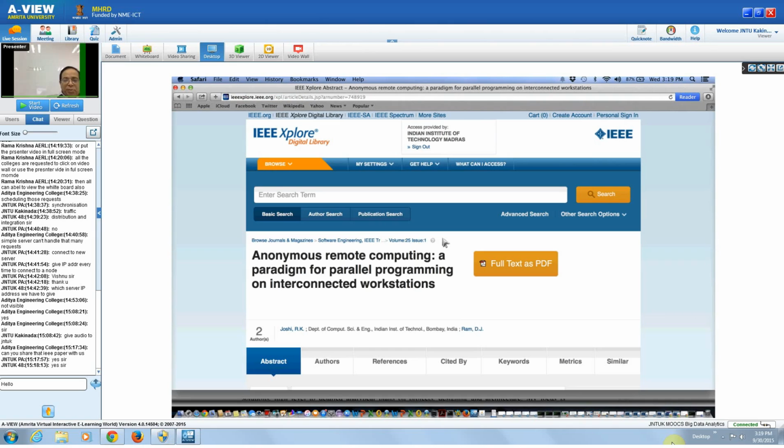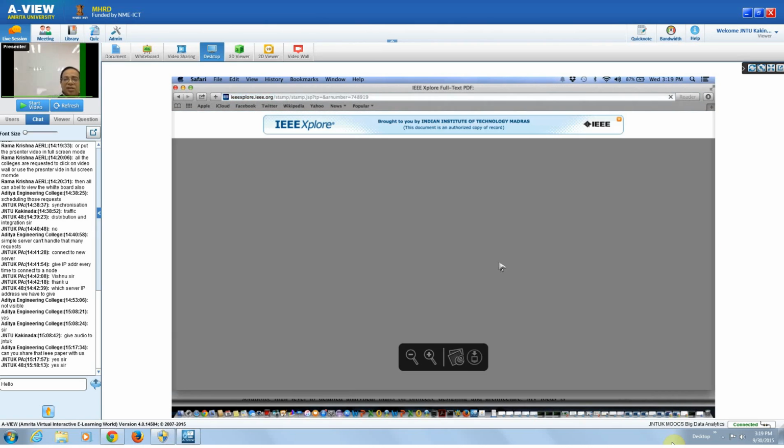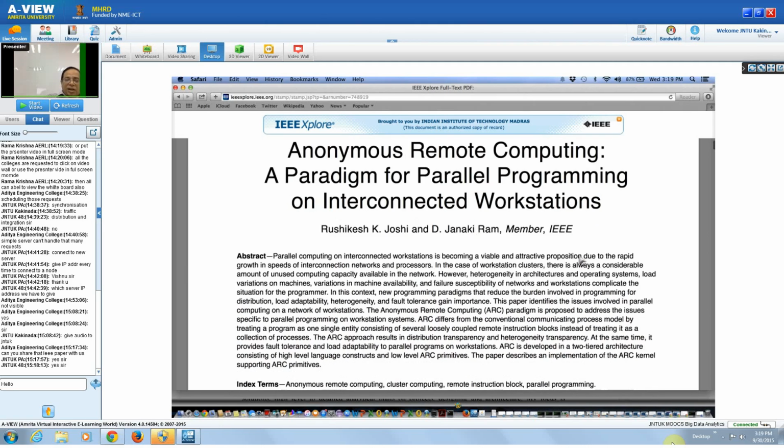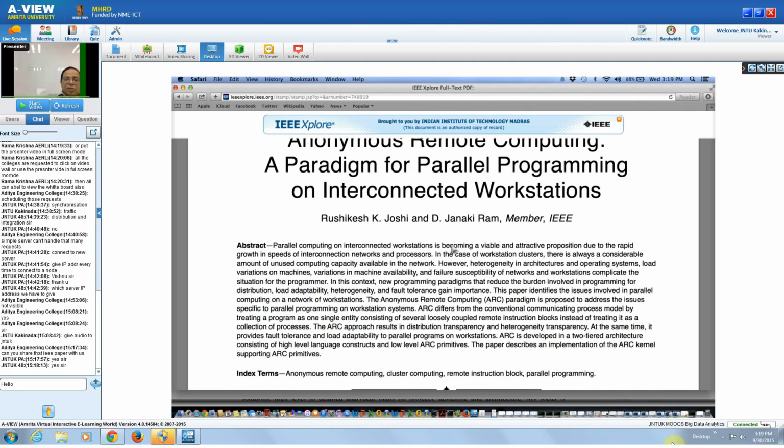Anonymous Remote Computing: a paradigm for parallel programming on interconnected workstations. This paper is available. As you can see, this was the January-February 1999 issue of IEEE Transactions on Software Engineering. It says parallel computing on interconnected workstations is becoming a viable and attractive proposition due to the rapid growth in the speeds of interconnection networks and processors.